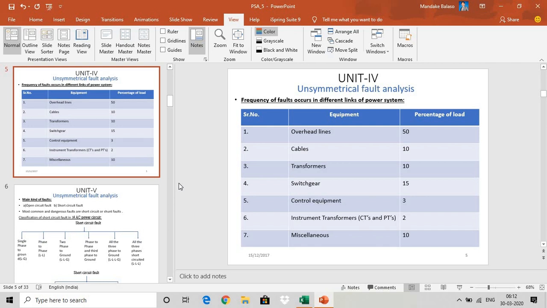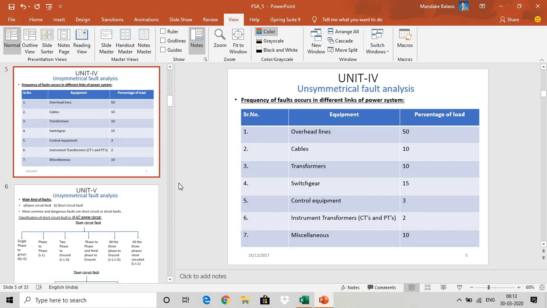Now, how do these different equipments, which are usually in different parts of the power system, contribute to the fault? If we go through the frequency of faults, overhead lines cause almost 50% of the total fault. Then cables: in case of a cable, the fault may occur because of insulation damage, and it contributes 10% of the total fault. Whereas faults occurring on the transformer contribute 10% of the total fault. The fault because of switchgear is almost 15% of the total fault.